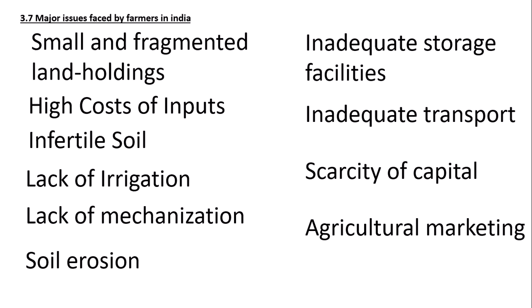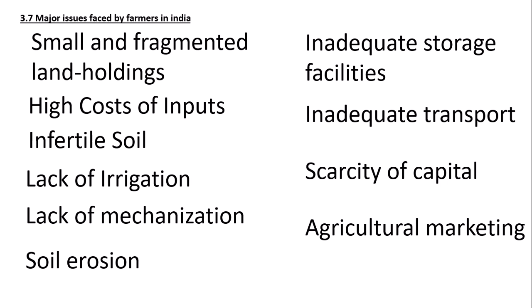Next is soil erosion, and that's one of the most important problems faced by the farmers. The fertile lands suffer from soil erosion by wind and water. And agricultural marketing, the farmers have to depend on local traders and middlemen for the disposal of their farm products, which is sold at low price. So that's another lack.